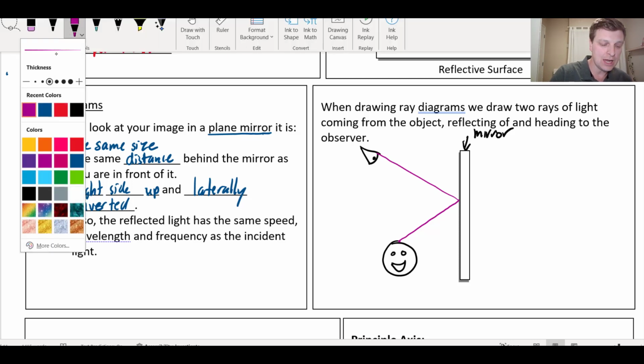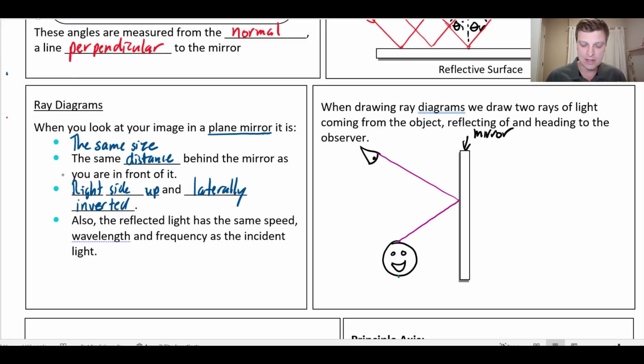If I choose another point, for example, maybe I choose the bottom. So I'm going to choose a ray of light that comes from the bottom of the object. It's going to travel towards the mirror, so I'll just draw a nice straight line. And it's going to bounce off the mirror and strike the eyeball, something like that. And again, it's going to follow that law of reflection. So, of course, notice that the rays of light bounce off the mirror and hit the observer.